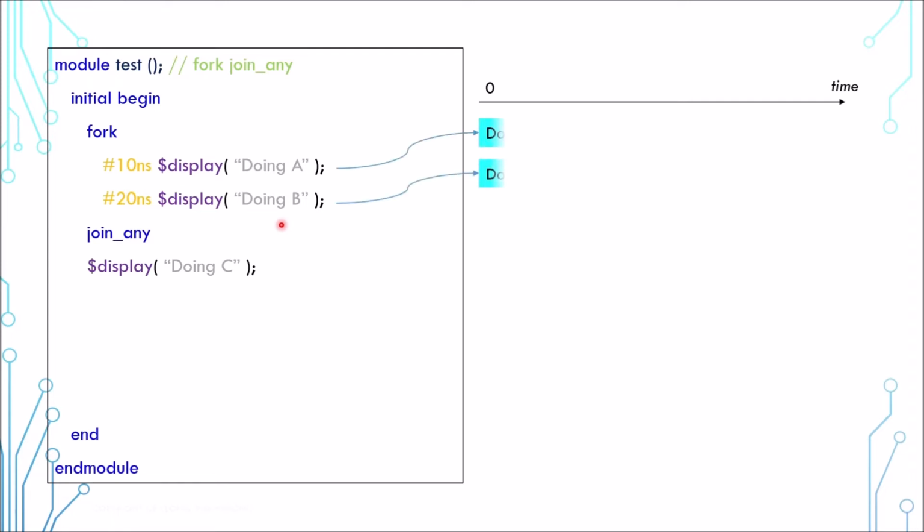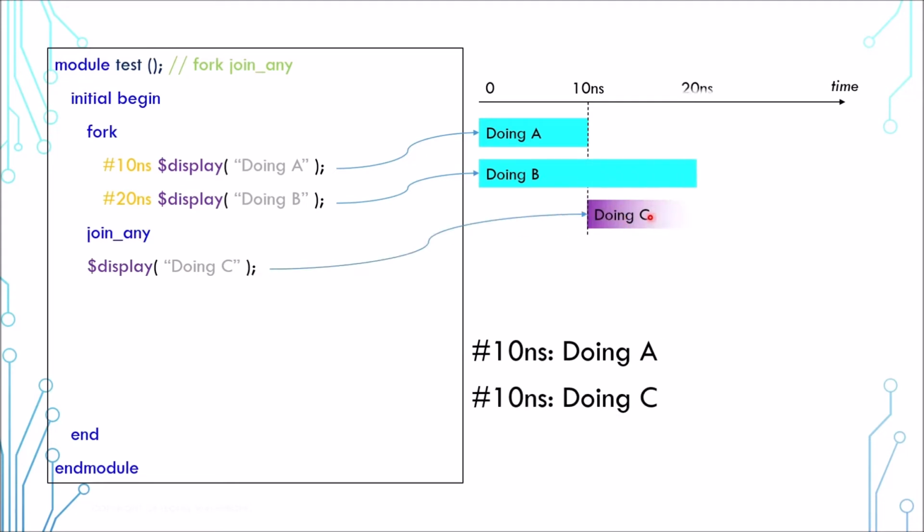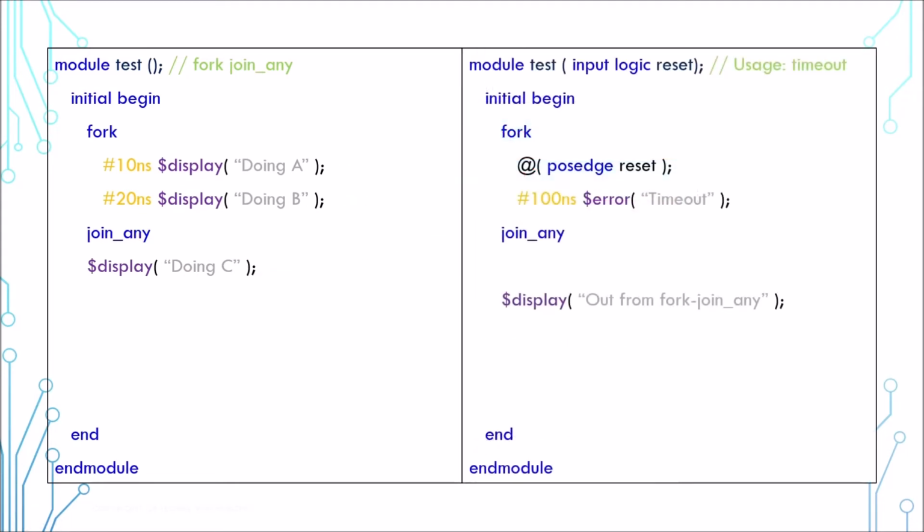In this case, A and B start at time 0. A finishes at 10 nanoseconds, B has not finished then and continues. But because of the join any construct, C will start at the 10 nanosecond mark after A. One common use case of the fork join any construct is a timeout mechanism.